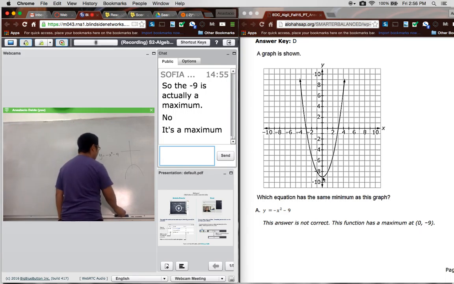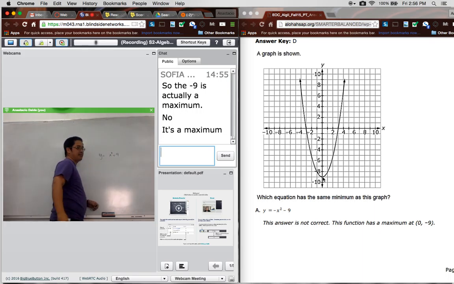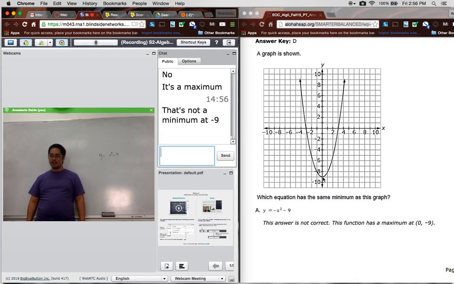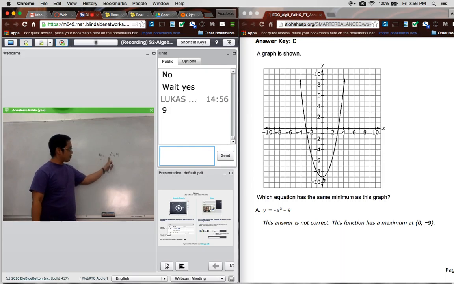All right, I've got x squared plus 9. Let's try that one. Can you graph that? In your head, can you visualize it? Is it a minimum at -9? Does it have a minimum? Yes, it does. That minimum happens to be +9 because you're taking the regular parabola and just pushing it up by 9. So it does have a minimum because it does have the lowest point that it goes to. It's just at +9. We cool?